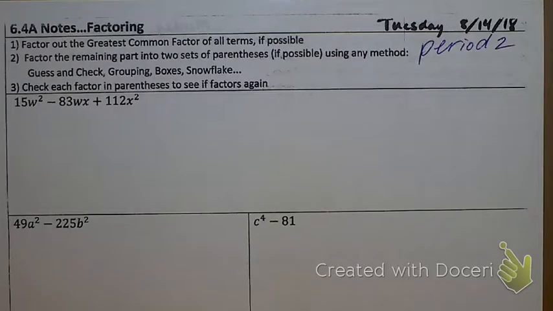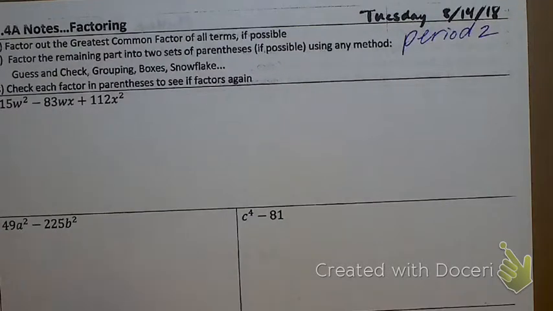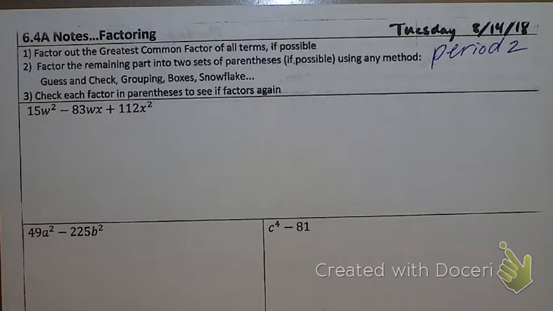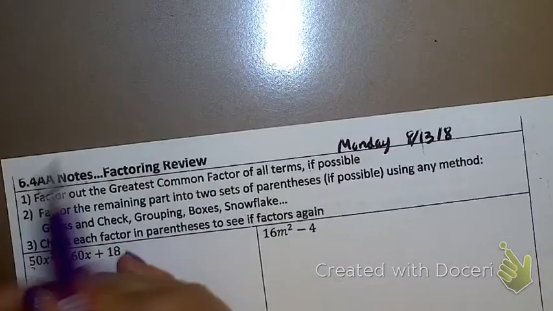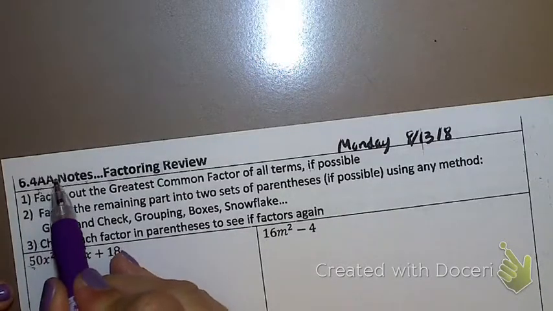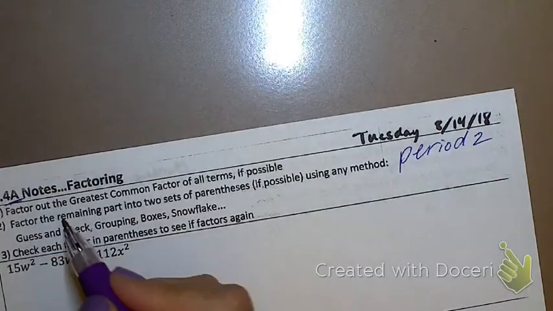All right, so something I want to clarify. We kind of split up factoring a little bit differently than we did last year. So the numbering of our notes, I just want to make sure are clear. Yesterday you had 6.4 AA notes. Today is 6.4 A, single A.